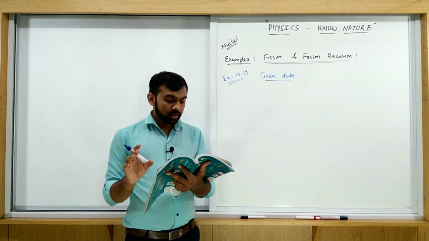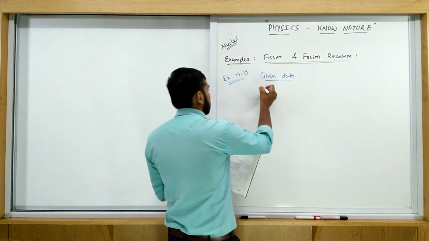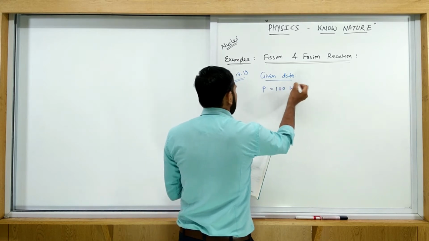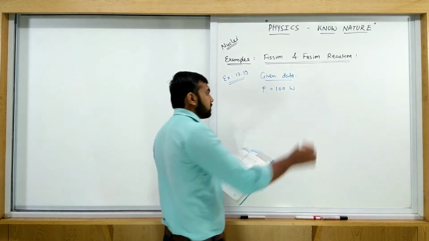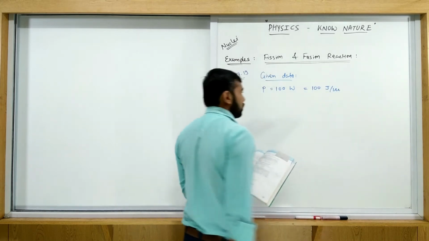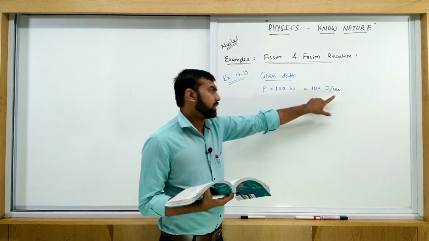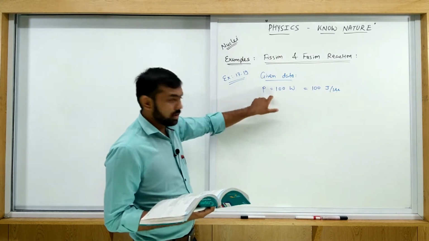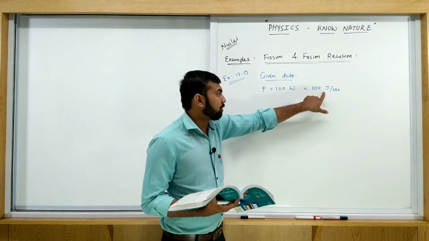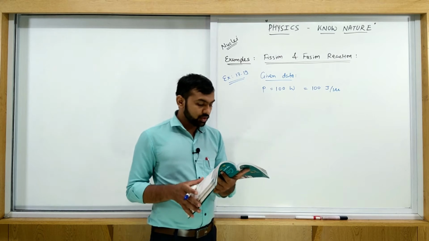How long can an electric lamp of 100 watt, what is the power? So power is equal to 100 watt. It means it's equal to 100 joule per second. So this lamp consumes 100 joule of energy in 1 second. This much energy is consumed by this bulb.